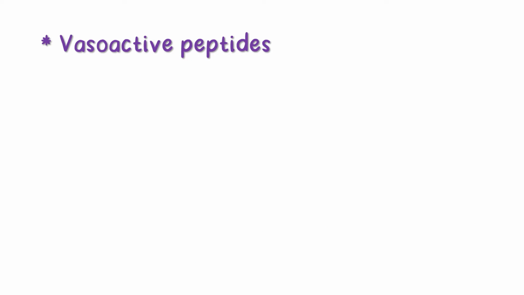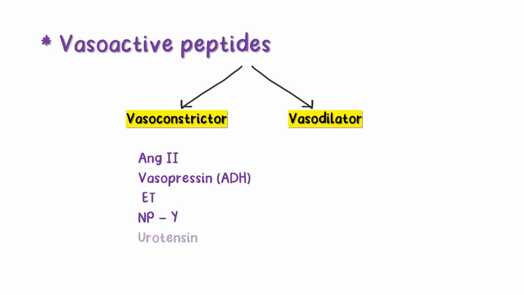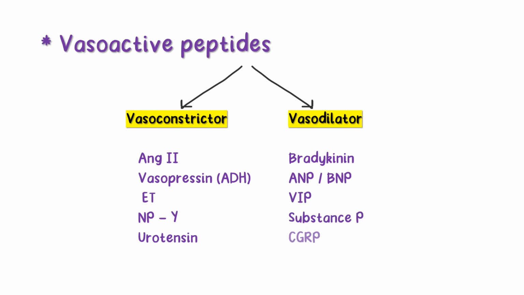The peptides or signal molecules having direct effect on blood vessels are called vasoactive peptides. They are divided into vasoconstrictor and vasodilator groups. The vasoconstrictor peptides include angiotensin II, vasopressin or antidiuretic hormone, endothelins, neuropeptide Y and urotensin. While the vasodilator peptides are kinins like bradykinin, natriuretic peptides like atrial or brain natriuretic peptide, vasoactive intestinal peptide, substance P, calcitonin gene-related peptide, and adrenomedullin.